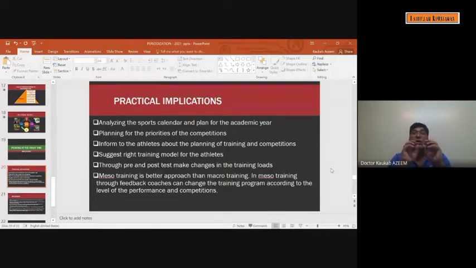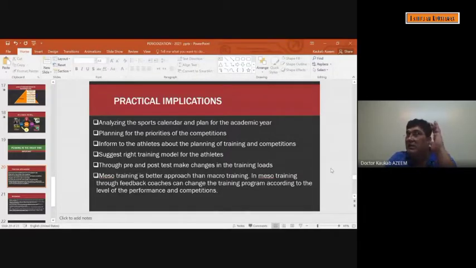Kinesiology. Kinesio means movement, logy means science. The science of movement we have to know. The coaches should know the science of movement. If they don't know it, they also get many problems in the training. Through pre and post tests, make changes in the training loads.